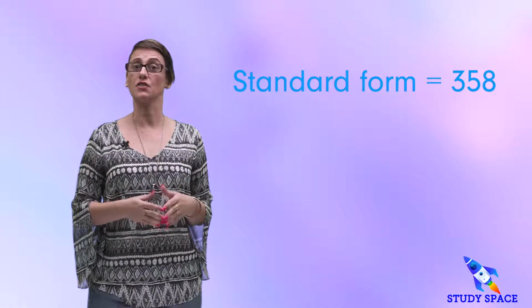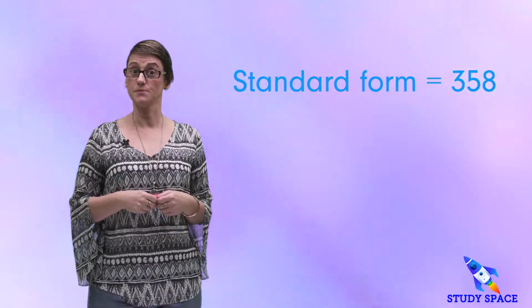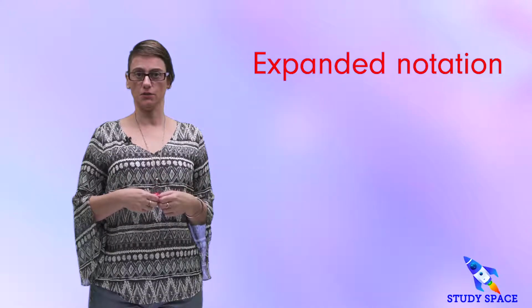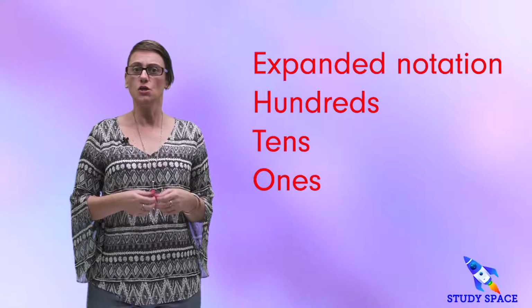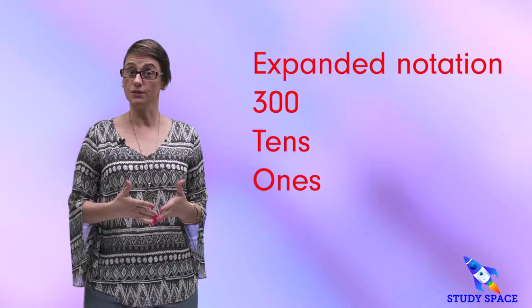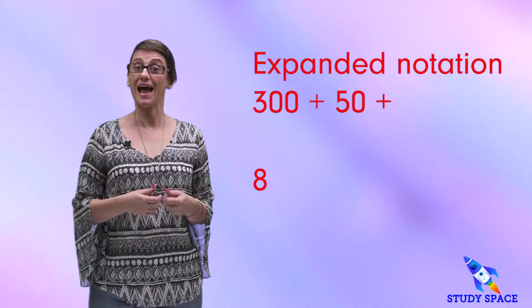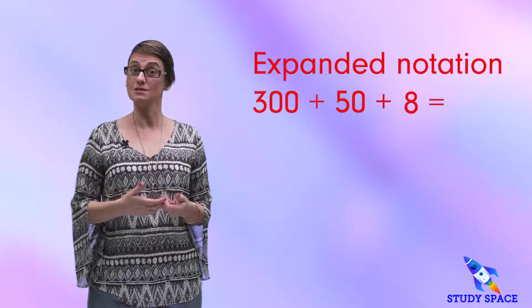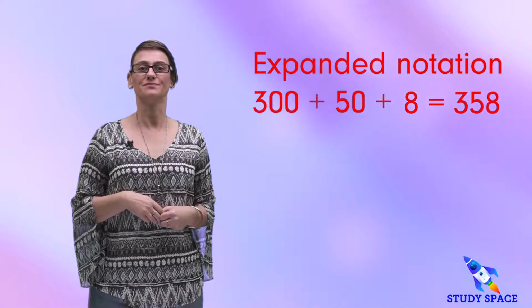So in standard form, just showing the digits, 358. So you see a 3, a 5 and an 8, which forms 358. In expanded notation, we divide it up into the hundreds, tens and ones. So 358 will be 300 plus 50 plus 8, which equals 358. Let's have a look at some more examples.